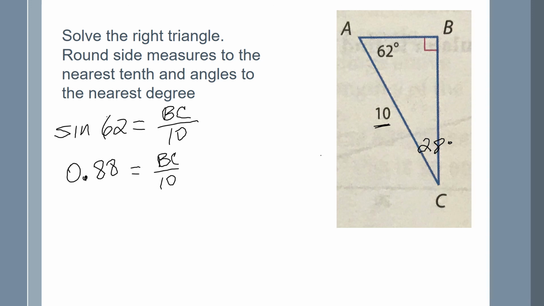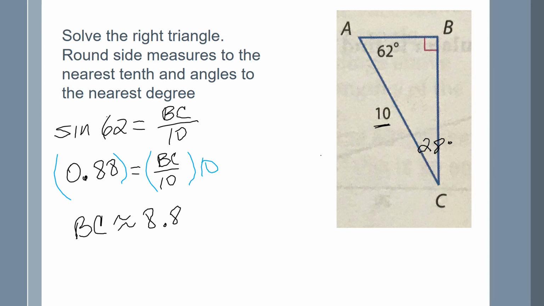So we just use our algebra skills here. We're going to multiply each side by 10. And we end up with BC is approximately 8.8 in length.